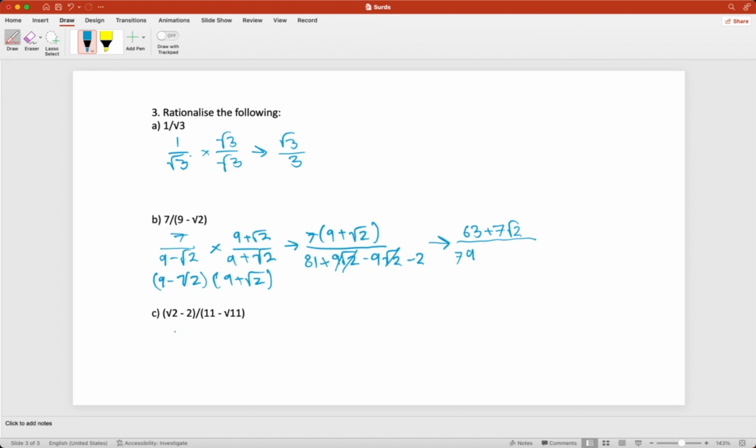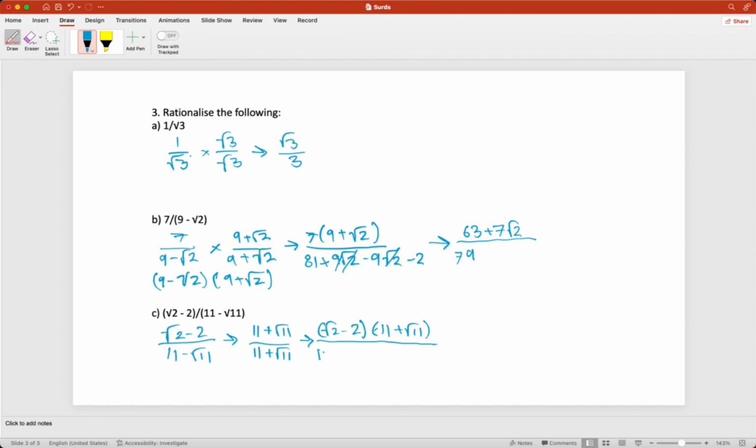Next question. So square root 2 minus 2 over 11 minus square root 11. This one's a bit trickier. It will require more steps, but just bear with me. So you do the same thing. Flip the sign. And then solve. Square root 2 minus 2 times. You don't have to solve this straight away, just break it down. 11 plus square root 11. And then you solve this.